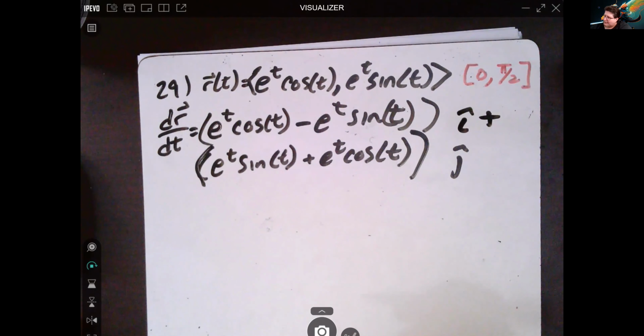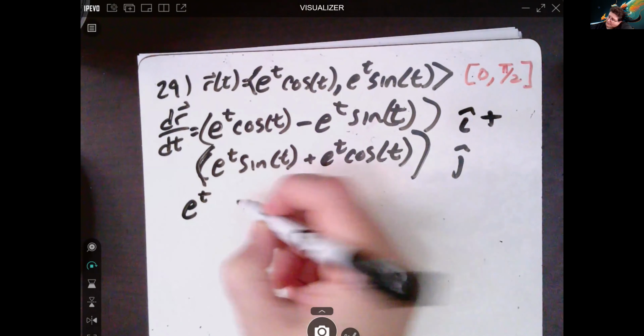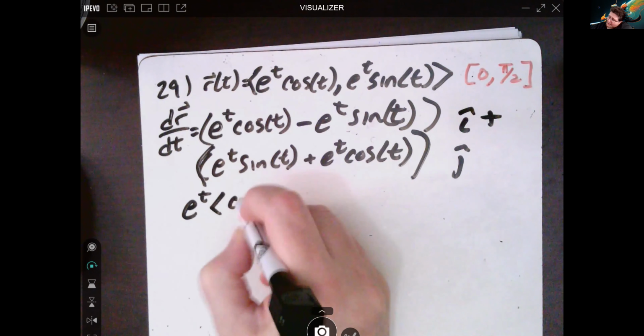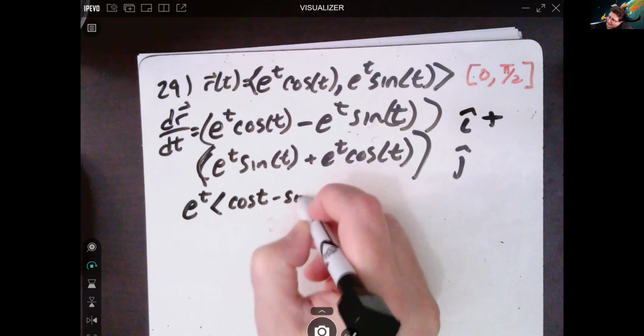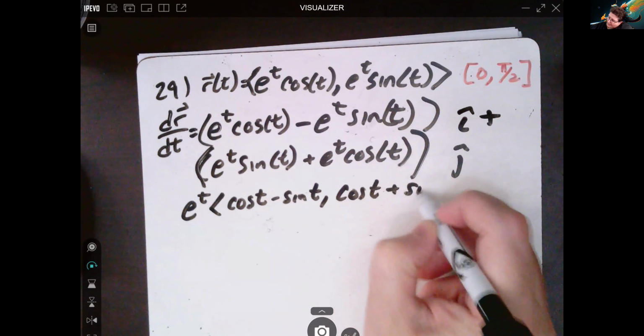So if I were to write that as a vector, I could factor out the e to the t and put cosine t minus sine t, cosine t plus sine t.